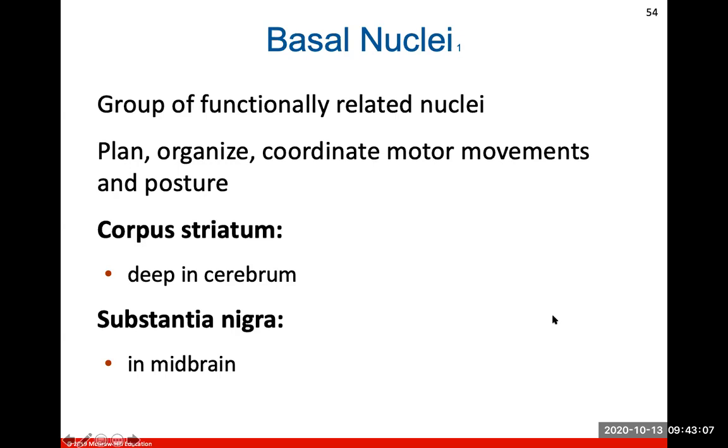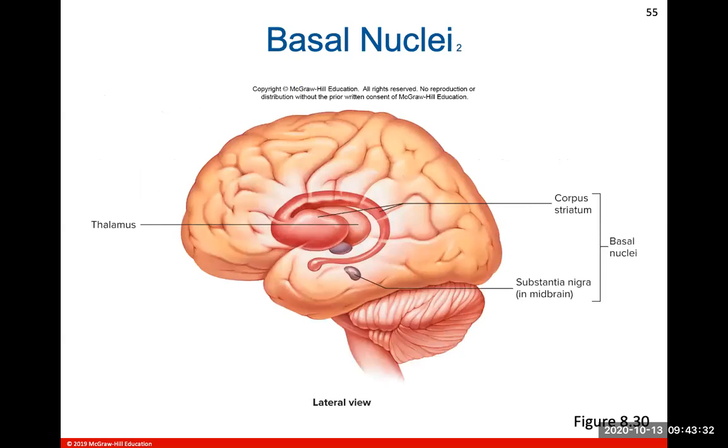Basal nuclei, so what do we mean when we say basal nuclei? Basically, it's just a group of functionally related nuclei, or nucleuses, of cells. They will plan, organize, and coordinate motor movements and posture. And we have two types. The corpus striatum is deep in the cerebrum, and the substantia nigra is in the midbrain. So this is where these basal nuclei are located, the corpus striatum and the substantia nigra in the midbrain.